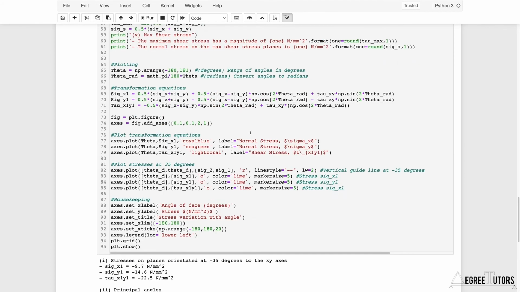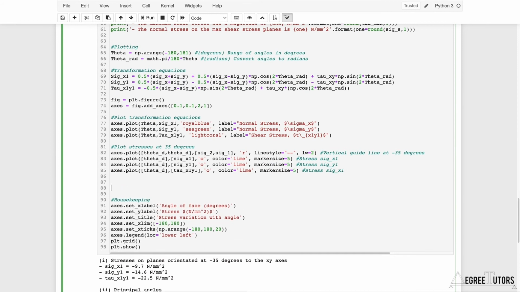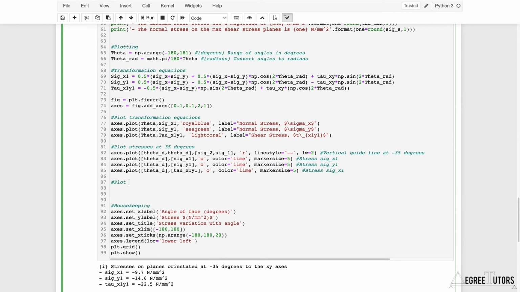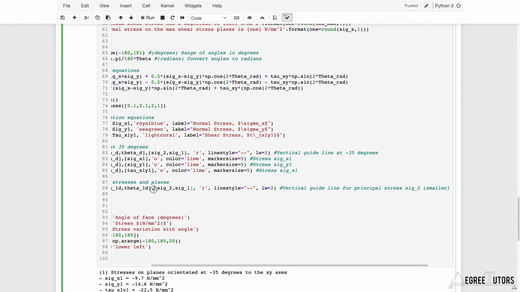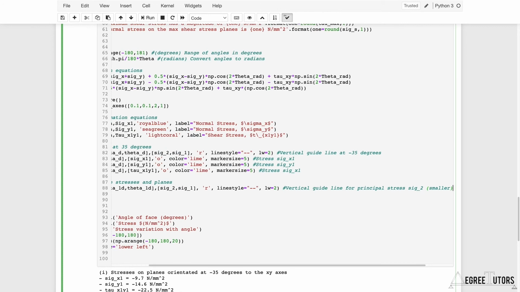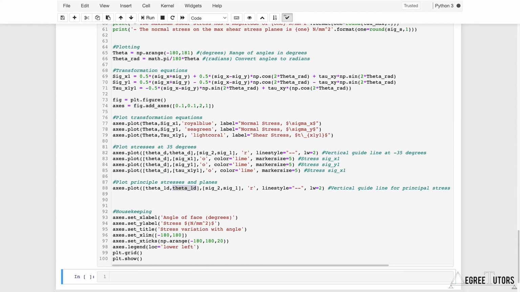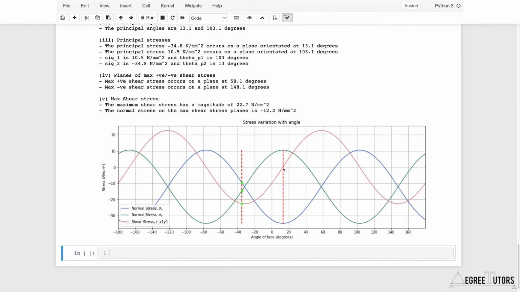All right, let us go ahead and do another little bit of plotting now. Let's plot on our principal stresses and principal planes. Come down here and say plot principal stresses and planes. Right, so what am I doing now? I'm plotting a vertical guideline for the principal stress sigma 2, the smaller one. So we know that that occurs at theta 1d, that's the angle at which it occurs. And so this is our vertical line. Excellent. That's this red vertical line here.